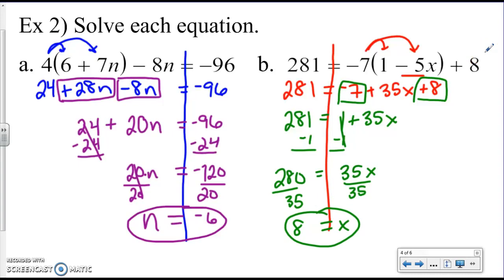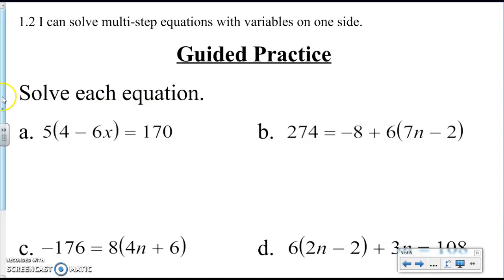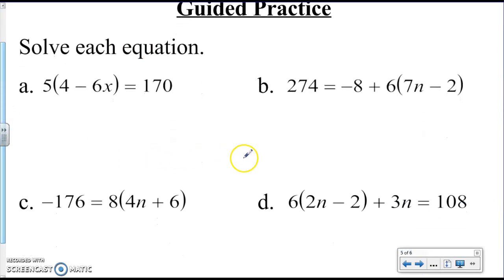Okay, so that's all that's new today. Multiply to get rid of your parentheses, combine your like terms if you can, and then solve. If you have any questions, pause, raise your hand, we will help you out. If you do not, go ahead and try the guided practice problems, and then when you finish those, have those checked to receive your homework.